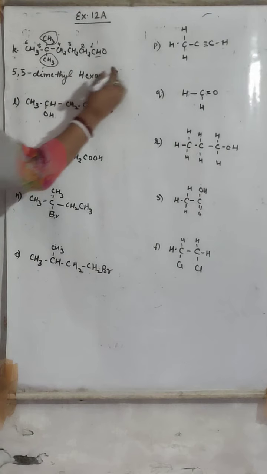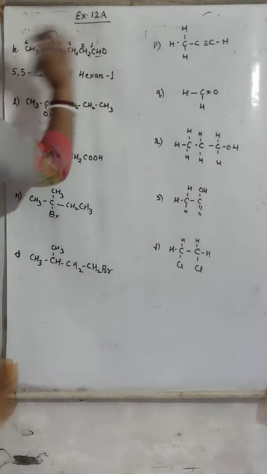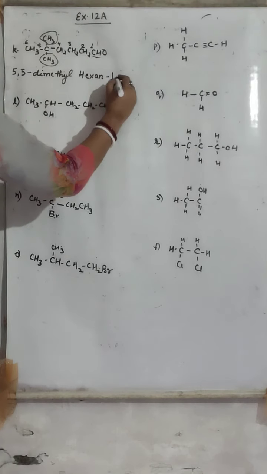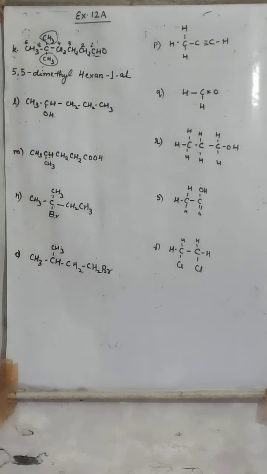So it is hexane 1. At first position CHO is present, and CHO is aldehyde, whose suffix is al. So it will be al. So 5, 5 dimethyl hexane 1 al.